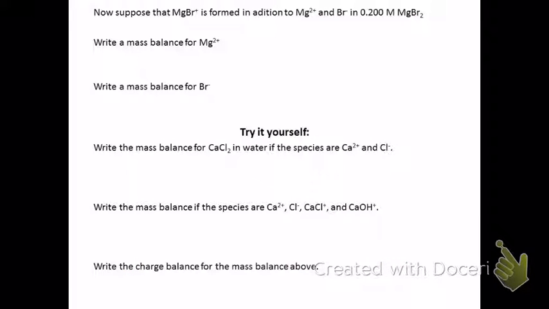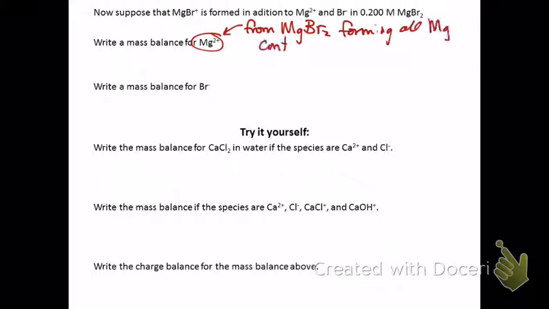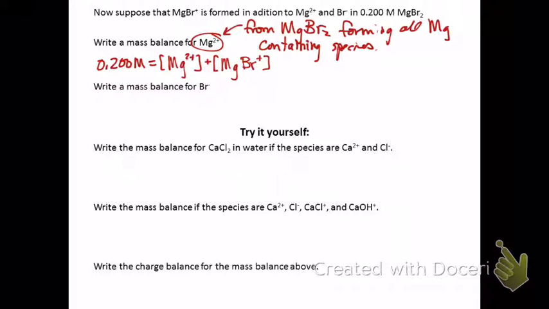Now, let's suppose for a moment that we actually form magnesium bromide cation in addition to the magnesium and the bromide, and we still have the 0.2 molar magnesium bromide that we're starting with. So let's write a mass balance for magnesium. In order to do this, we know that it's coming from the same source, magnesium bromide, and that all magnesium-containing species need to be accounted for. We also can say that the sum of all of those species must still equal 0.2 molar.